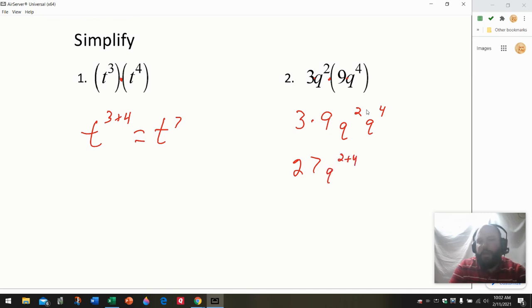And again, you don't have to write this step. I'm showing you what happens there, but it becomes 27q to the sixth power, just like that.